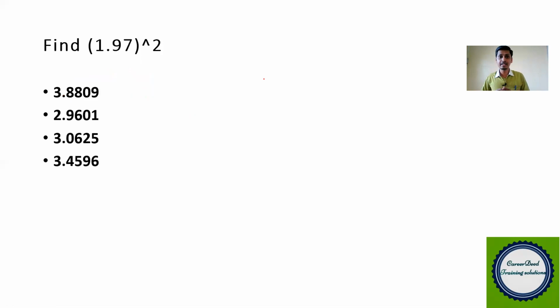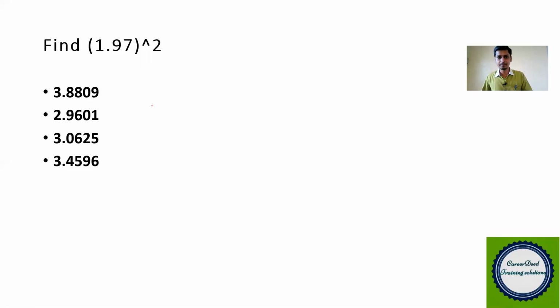Find 1.97 square, right? Okay, see what we usually do. We will multiply 1.97 into 1.97. But if you do that, then your answer might go wrong because you are wasting a lot of time. Now, how can you easily find the answer for this problem?